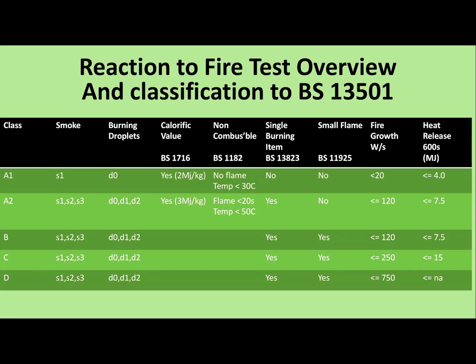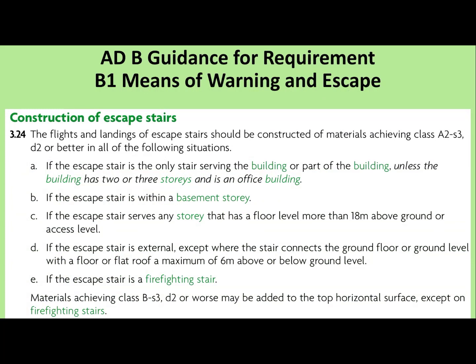Fire growth for C is 250, as we mentioned, 750 for D. Heat release rate less than 4 megajoules for A1, which is quite a lot considering the size of the sample is relatively small. A2 and B is 7.5, like I said. C is 15 megajoules, and D, it doesn't matter. And that kind of sums up the fire tests in relation to the data that you're looking for to achieve the various classifications.